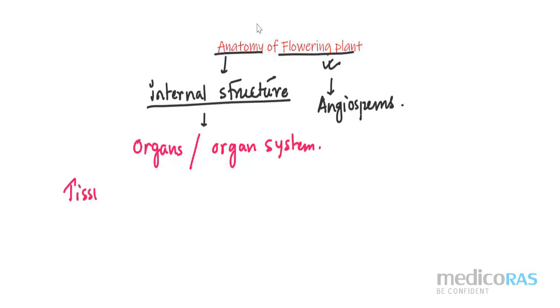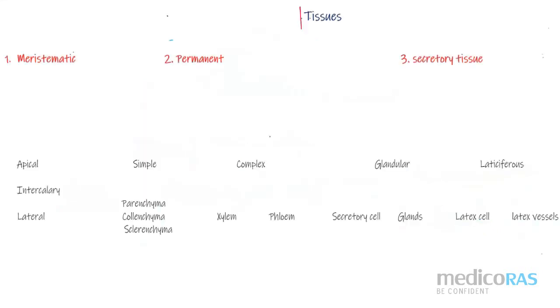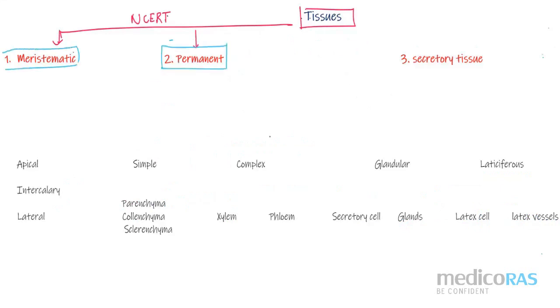As we know, the organ systems are made up of tissue. Tissues are groups of cells which have a common origin and most of them perform the same function. Now let's see the types of tissue. We have two different types of tissue according to the NCERT textbook. One is known as meristematic tissue and the other is known as permanent tissue.